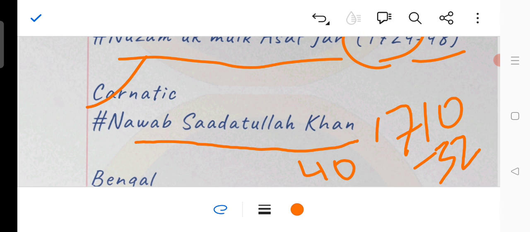That was a very bad thing which happened to Carnatic, because after the death of Nawab Saadatullah Khan, Dost Ali was appointed, and Dost Ali was killed by the Marathas, and his son-in-law was captured. He was kidnapped, and Chanda Sahib was sent to Satara as a prisoner.